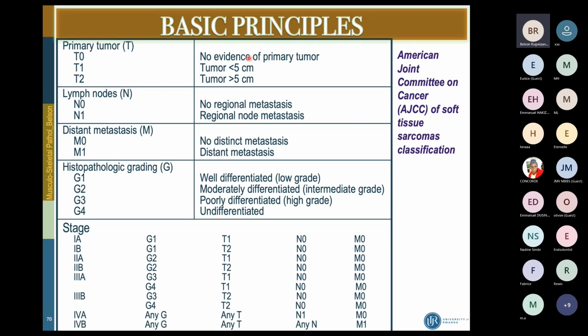So you see 5 centimeters is the cutoff. If it is less, it will be T1. If it is more, it will be T2. In carcinomas we get to T4, often we get to T4, but sarcomas do not go beyond T2. T0 is when there is no evidence of primary tumor. When you don't see it, we give T0.